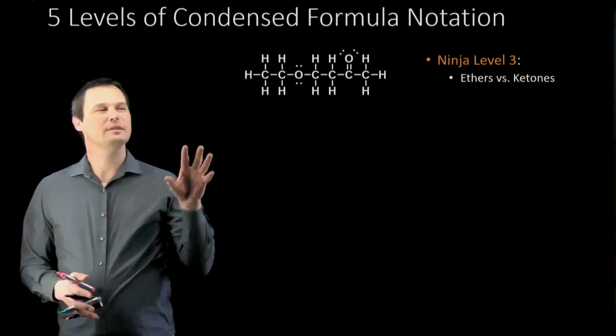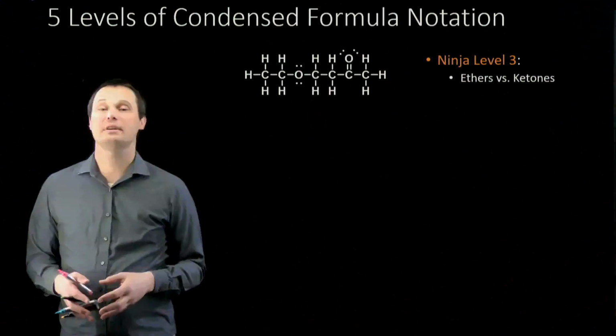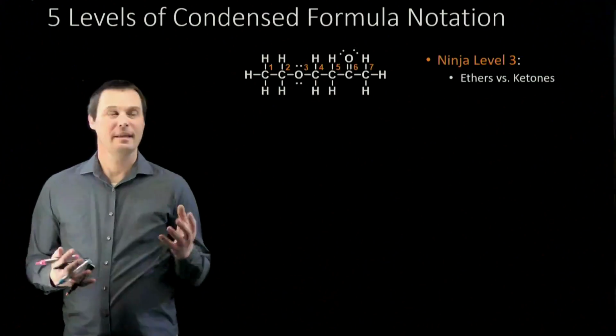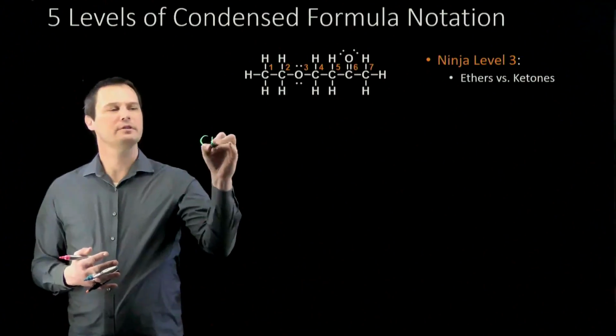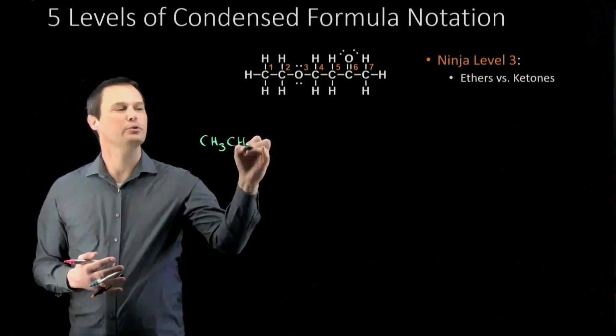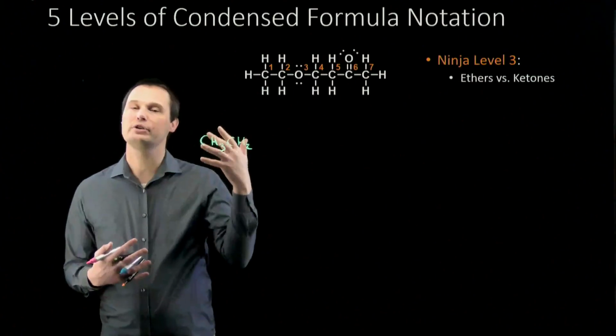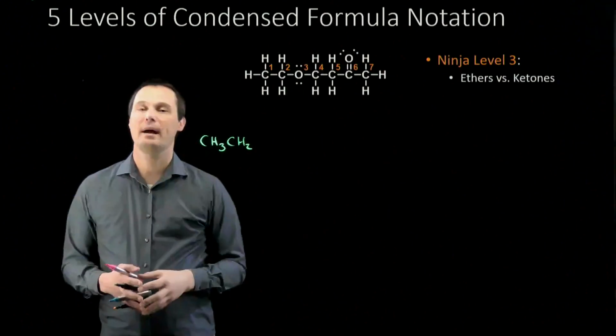Ninja level 3 looks at the difference between ethers and ketones in condensed formula. We treat them a little bit differently, and if you're not careful, they can look very similar. After numbering the molecule, we can start with the first CH3 group, followed by the CH2 group. Next is the oxygen of the ether. The oxygen is not a branching group. It's not branching off the molecule. It is in that linear backbone of the molecule.